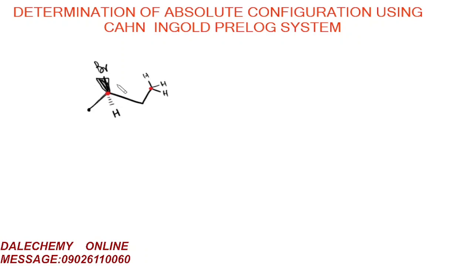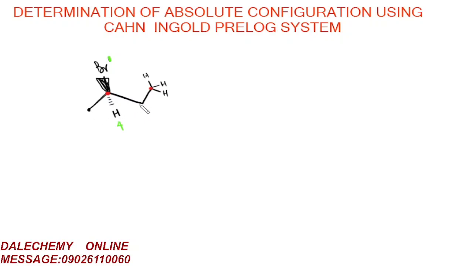Now to assign configuration for that, you follow the same steps. You have to assign priorities to all these 4 different groups that are bonded to this carbon. So the first one will be bromine, because it definitely has the highest atomic number. So that would be 1. Now the second one, normally this one will be the 4th one because it has the lowest atomic number of all. So because we're having carbon here, we're having another carbon here.